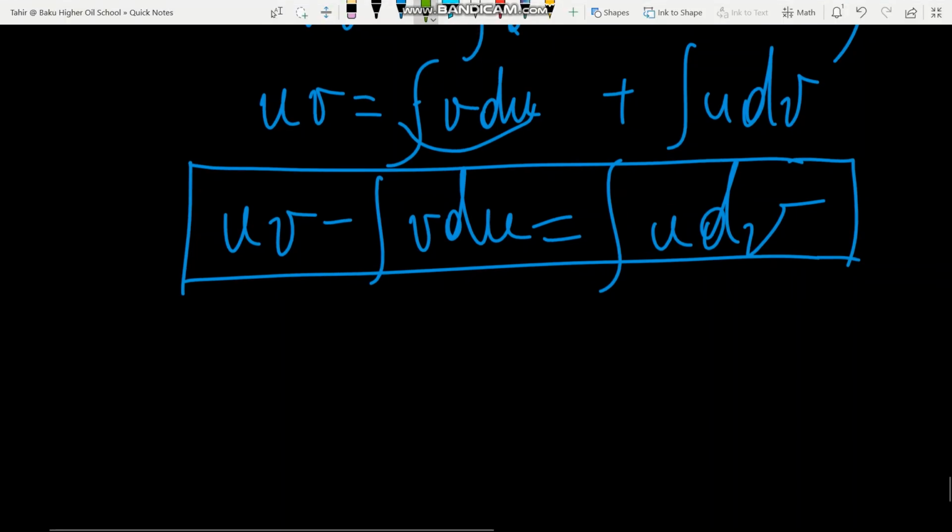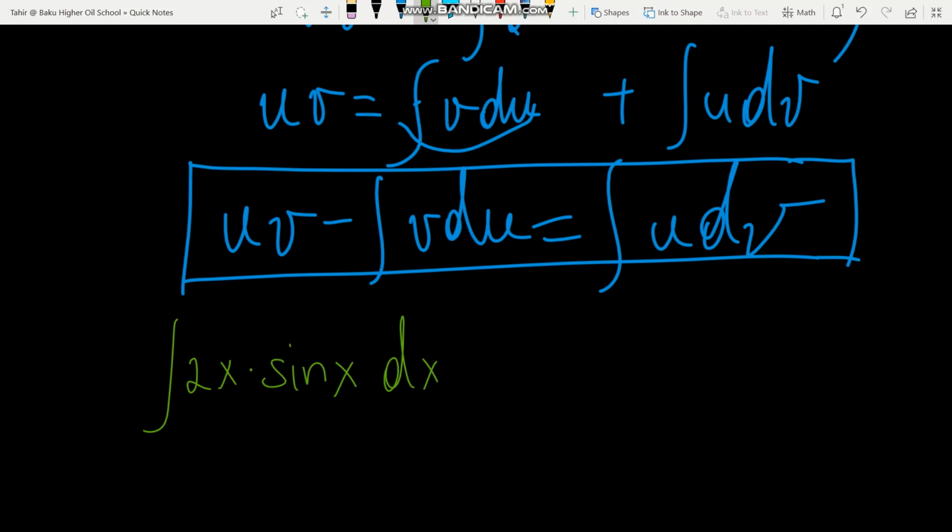And let's write here one simple problem in order to get the essence of this formula better. Let's write integration, for example, 2x multiplied by sine x dx. How can we find this? In order to find the result of this kind of integration, for example, x multiplied by some sine x, cosine x, this kind of trigonometric terms, we should use this integration by parts formula.